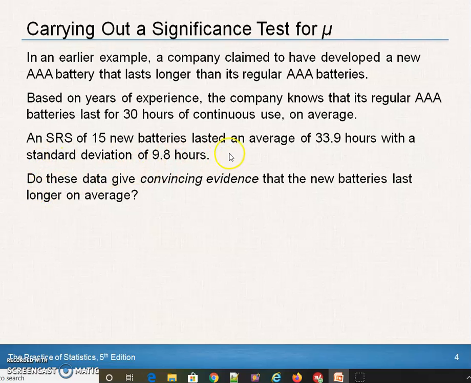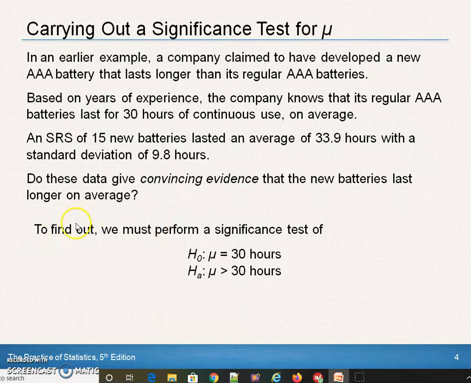But is this convincing evidence? Just because it got better during these 15 batteries doesn't mean they're all going to be better. But is this maybe convincing evidence that new batteries last longer? To find out, we do the same type of significance test we did for proportions.